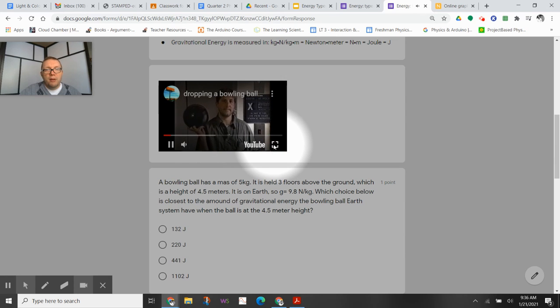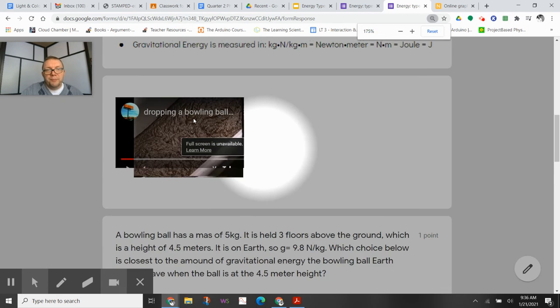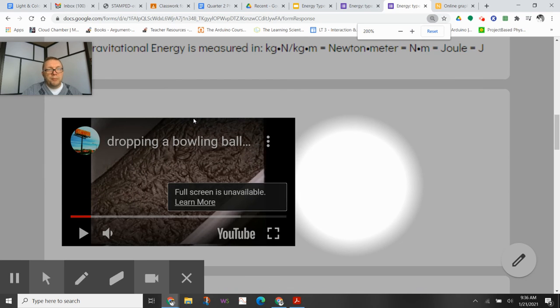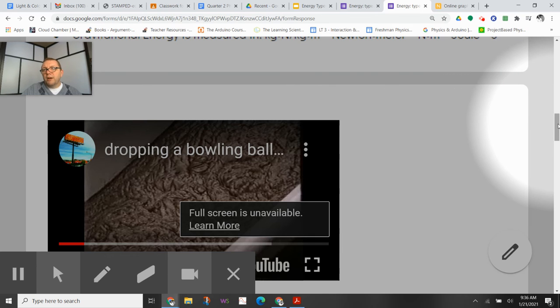Come on. They have a bowling ball. Oops, a bowling ball and a... It won't let me full screen. Oh, here, we'll try this. So they have a bowling ball out of a third floor window that they're dropping.